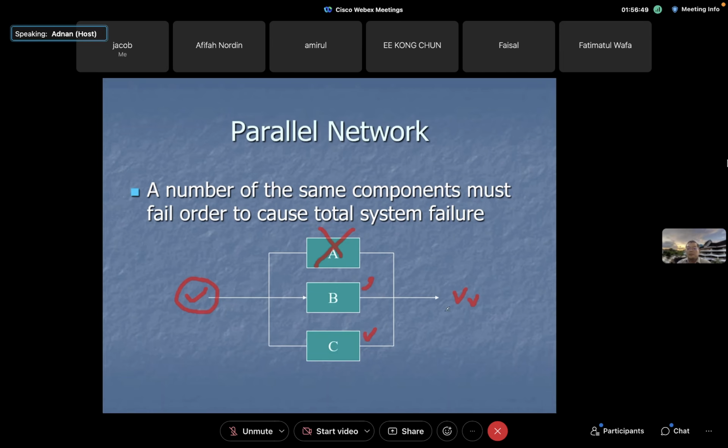Okay, during touchdown, perhaps something is not maintained properly, and the landing gear is not functioning. But most of the systems in the aircraft have backup. Backup is done through parallel design. So how do we calculate the reliability?